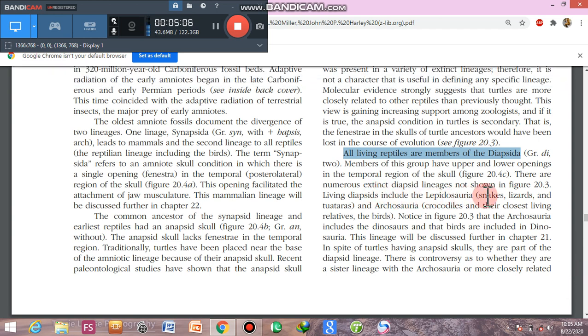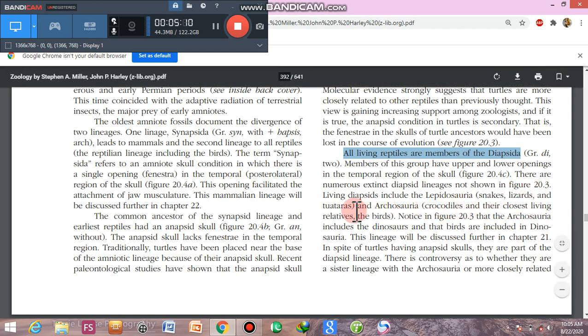Diapsids include the Lepidosauria, snakes and lizards, and the Archosauria, which includes crocodiles and their closest relatives, and birds. Archosauria include dinosaurs, and birds are included in Dinosauria. In spite of turtles having an anapsid skull, they are a part of the diapsid lineage.